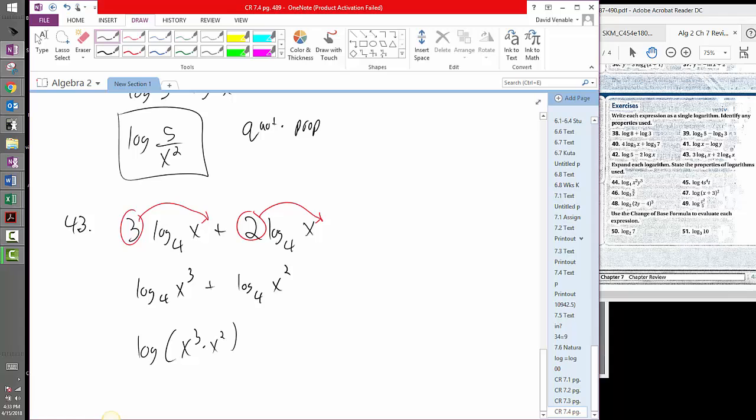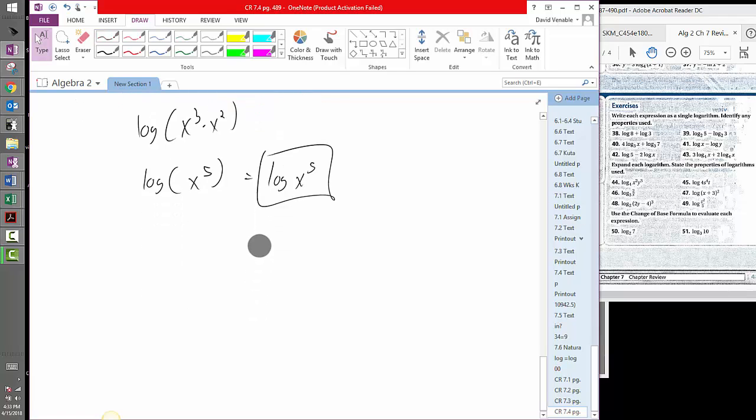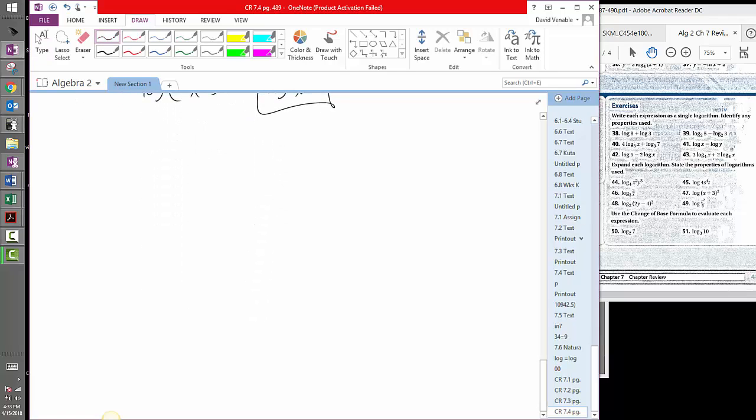Now that's correct, but you can go a little simpler. These can actually be combined. This is log of x to the, well, that's the fifth power. Boom. And I don't need the parentheses. I can just do log of x to the fifth. But if you put the parentheses, it's not wrong. I'm just so used to writing it because I do it in my TI-84 calculator. The TI-84 would put parentheses.